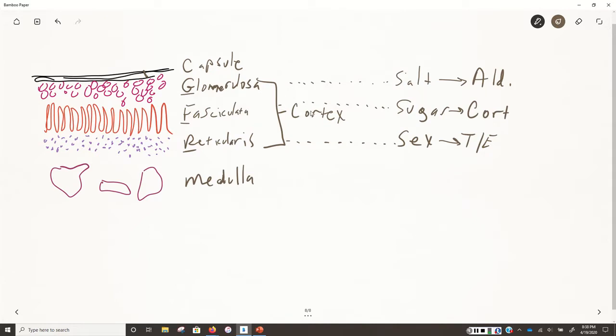Now, how do you know which layers make which hormones? We can think salt, sugar, sex. Salt goes with glomerulosa. Salt, sodium, aldosterone. Sugar, glucose, cortisol. Sex, the sex hormones, estrogen and testosterone. So that's how we can kind of keep those in order. Now, what we have left is the adrenal medulla, and like I said, under the microscope, it tends to have these large open cavities where blood vessels are found.